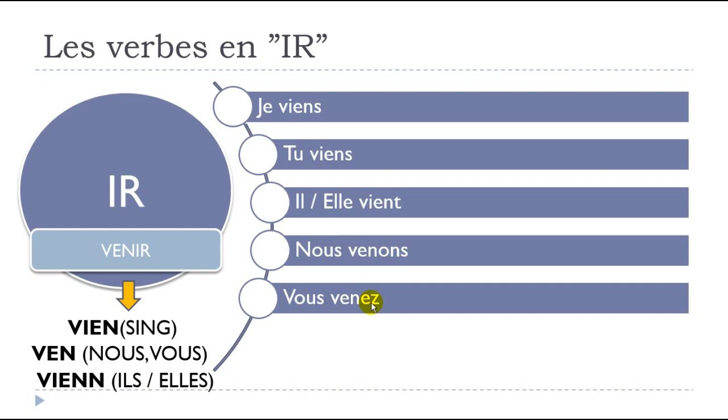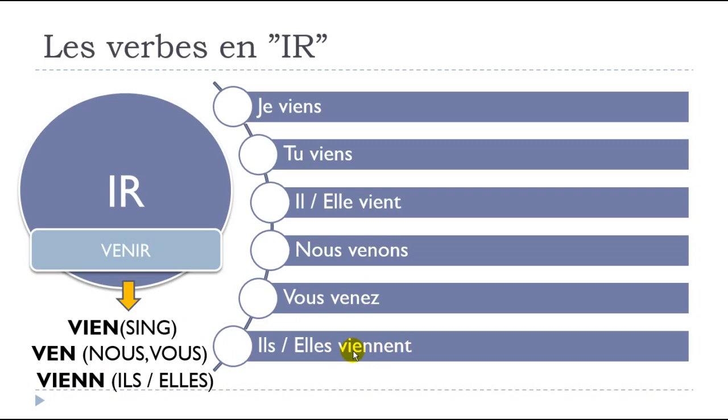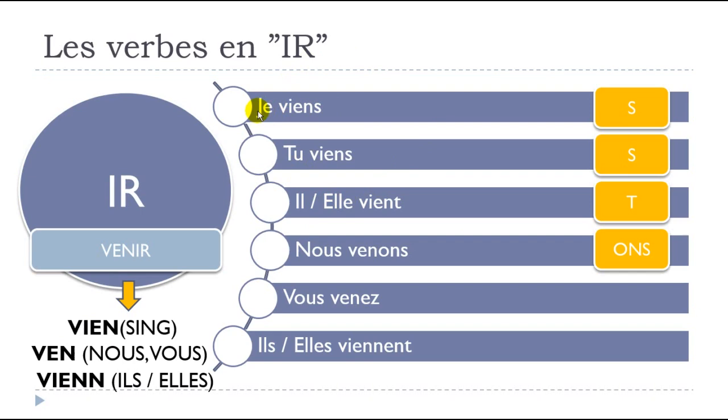Okay, and the last one, remember here for il, elle at the plural form, you will use this vienne here and then you will add the ending E-N-T. Ils viennent, elles viennent. Okay, and so this is normally what is difficult, trying to remember how to conjugate them, and especially keeping that fact in mind that for the singular, you will put this V-I-E-N, and then you will add S for je, S for tu, and T for il, elle. Okay, and phonetically, it's the same form. So you get je viens, okay, tu viens, il vient, elle vient.